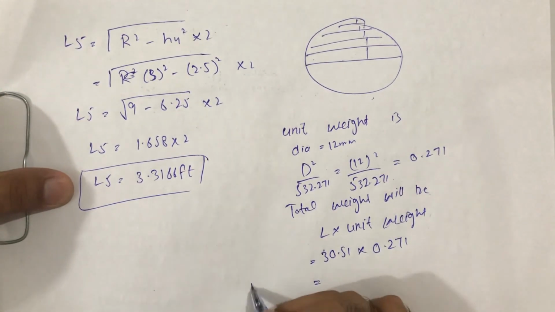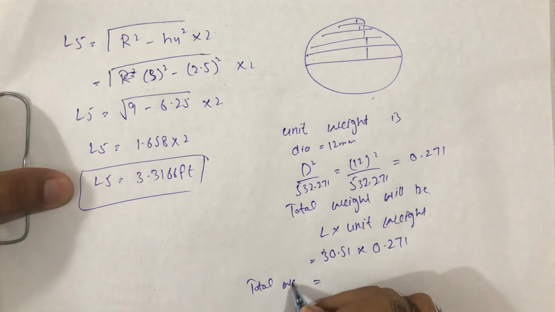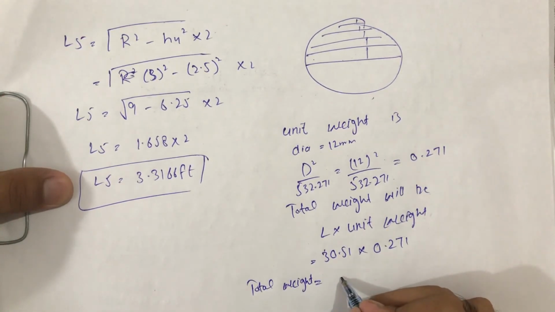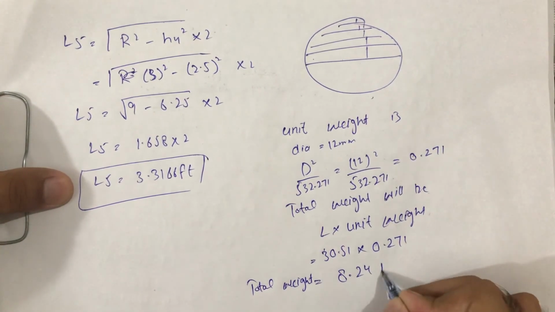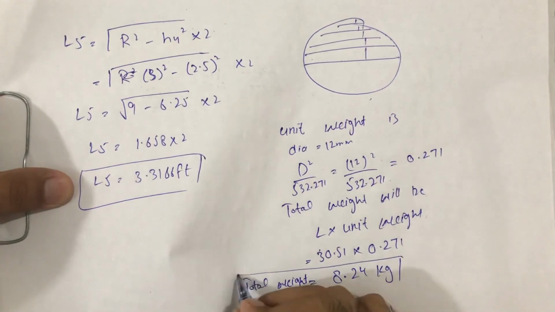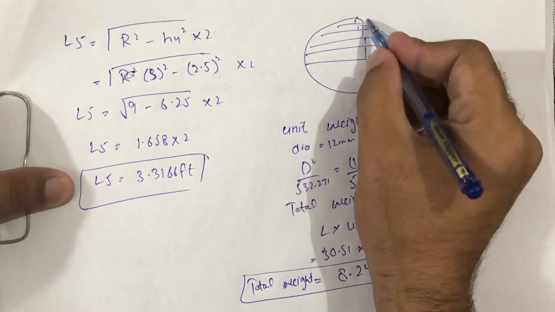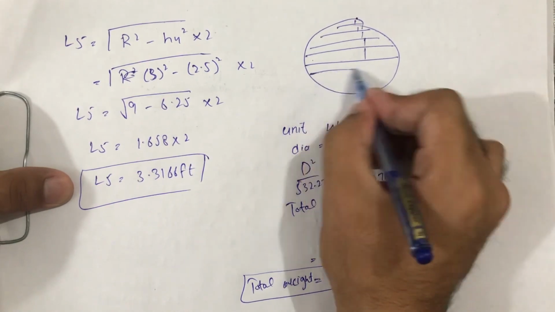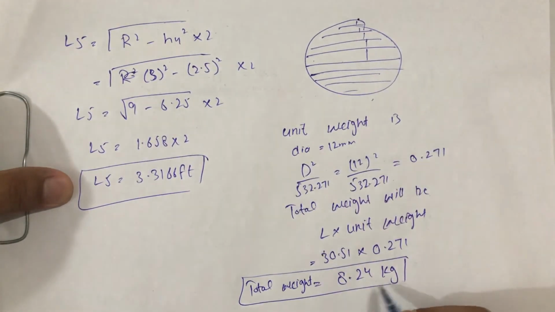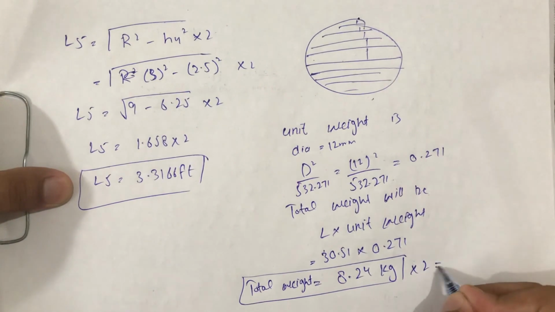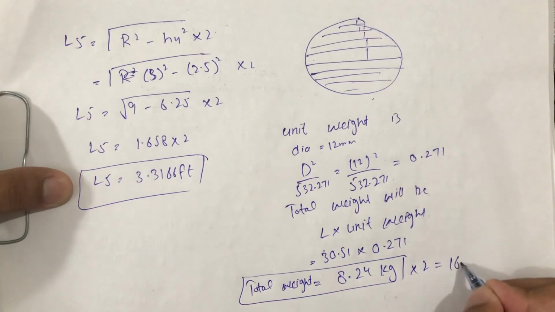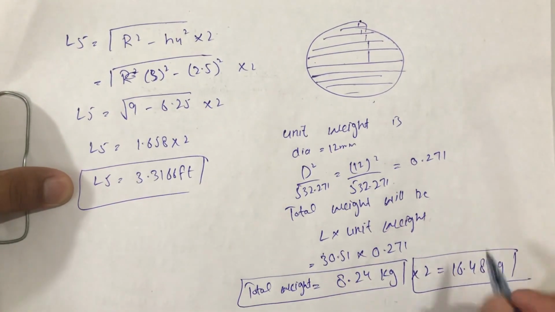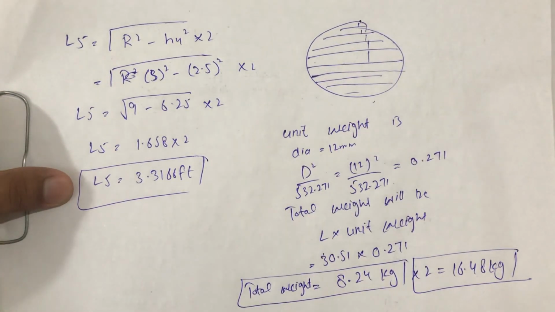So the total weight will be 8.24 kg for this side, for the upper side. So same case for the lower side, which will already be 5. So 1, 2, 3, 4. So 8.24 multiply by 2. So we will get 16.48 kg for the whole circle of steel bar.